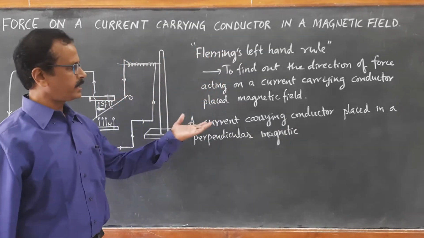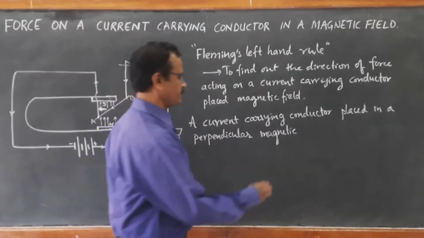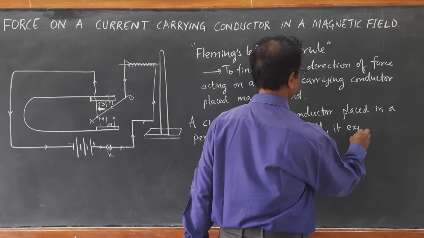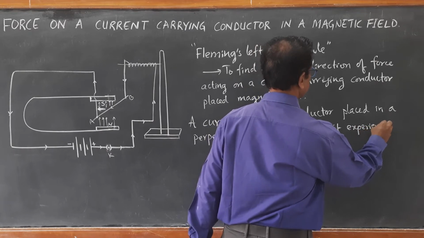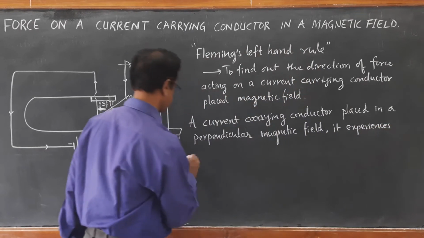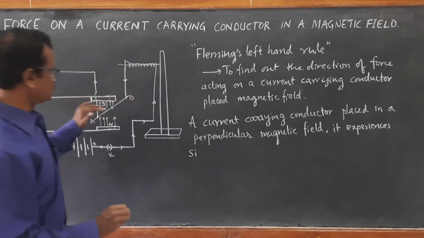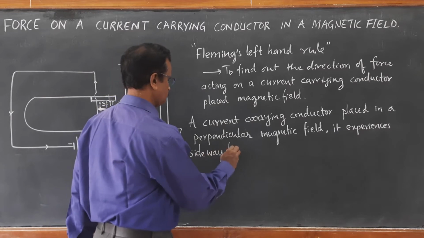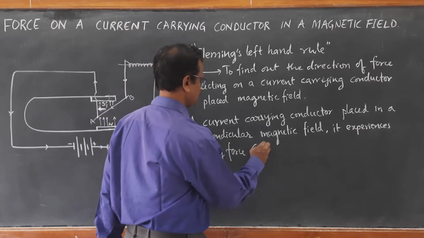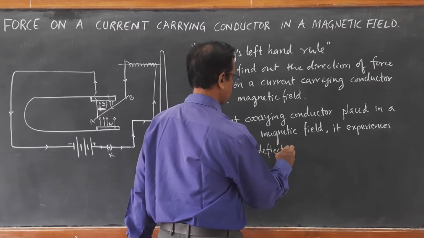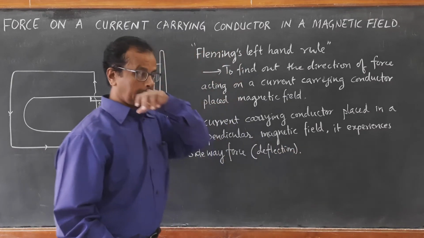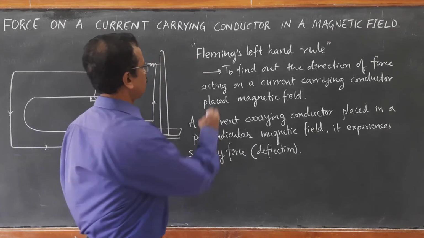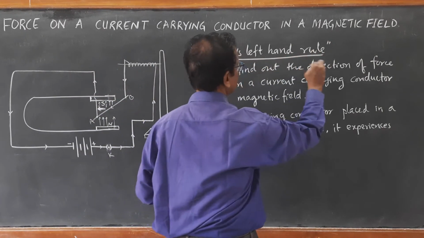It means when a current carrying conductor is placed in a perpendicular magnetic field, it experiences a sideway force. You can see it experiences a sideway force. As a result, it undergoes deflection or kick. So to find out the direction of this force, we make use of Fleming's left hand rule.